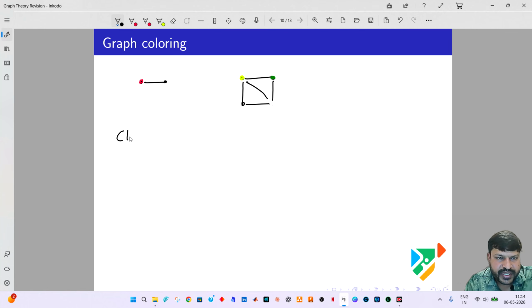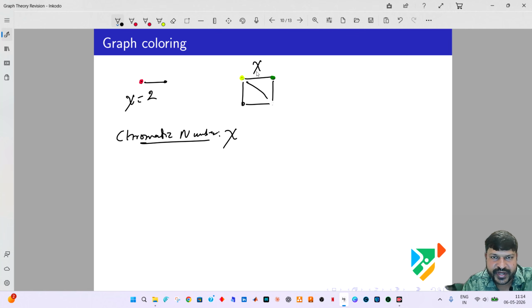And what is chromatic number? Chromatic number is the minimum number of colors required to color all the vertices. We represent it by chi. In this case, chromatic number is 2. In this case, chromatic number is 3. Can you color this graph using 2 colors? No. Minimum color required to color this graph is 3. Similarly, what about this graph?